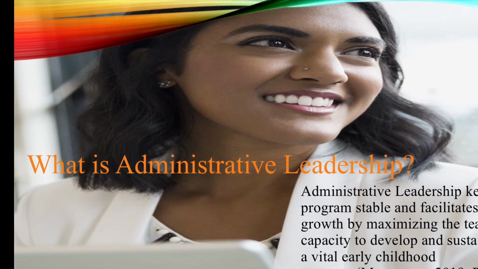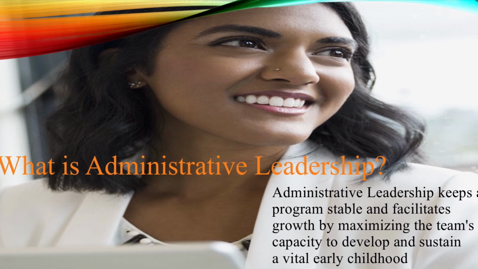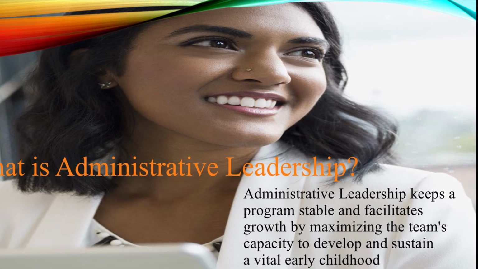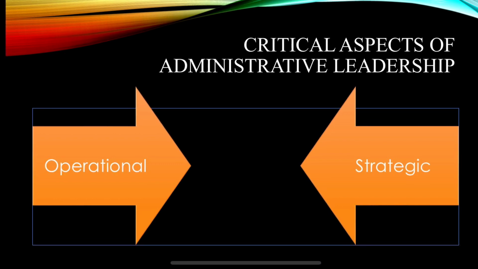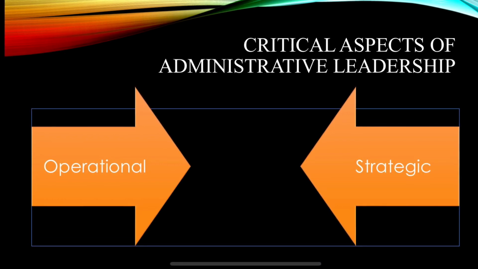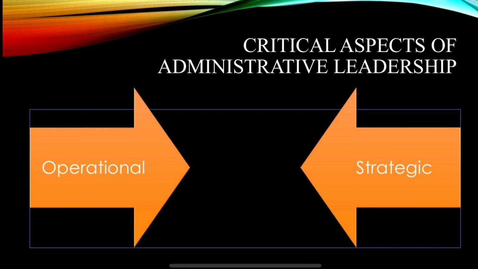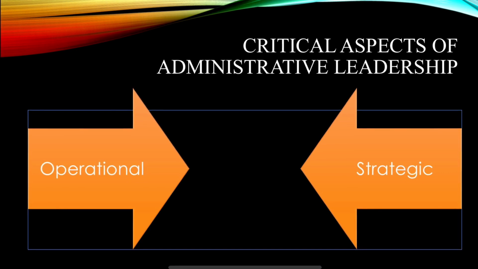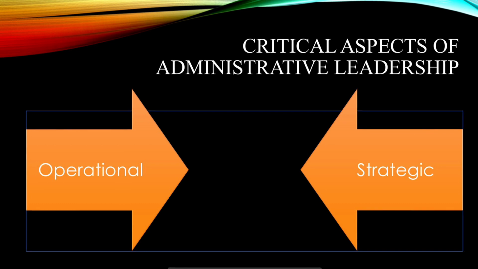Administrative leadership keeps a program stable and facilitates growth by maximizing the team's capacity to develop and sustain a vital early childhood program. Influential administrative leaders establish systems for consistently implementing early childhood program operations to meet the needs of children, families, and staff. There are at least two critical aspects of administrative leadership: operational leadership and strategic leadership.